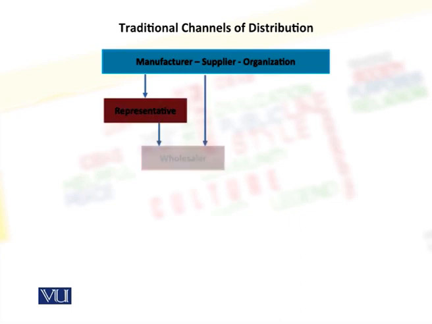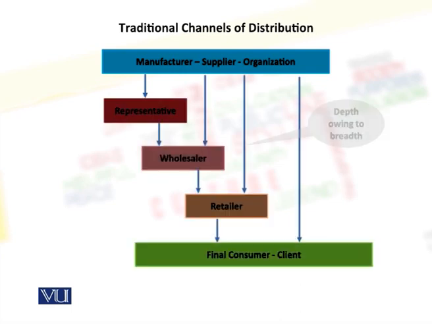Let me take you to a couple of slides in order to further dilate on the concept that I just talked about, meaning the component of the distribution length and breadth. As you can see from this particular slide, we have the manufacturer or supplier or organization in the nonprofit context sitting right on top. And the process of distribution starts from this particular level. This is the primary level.